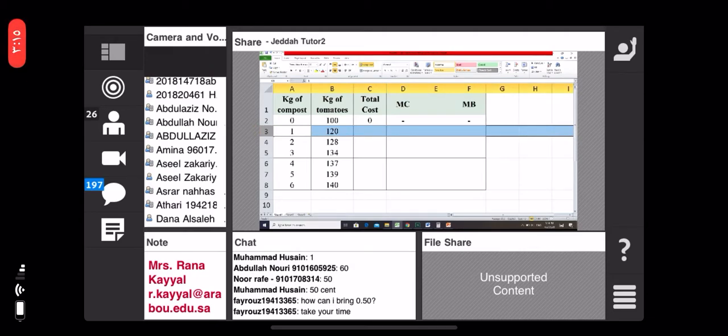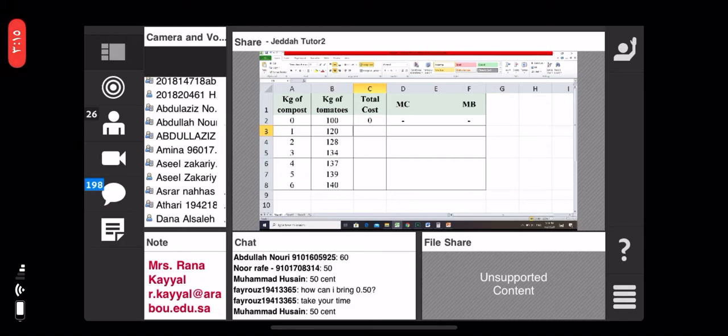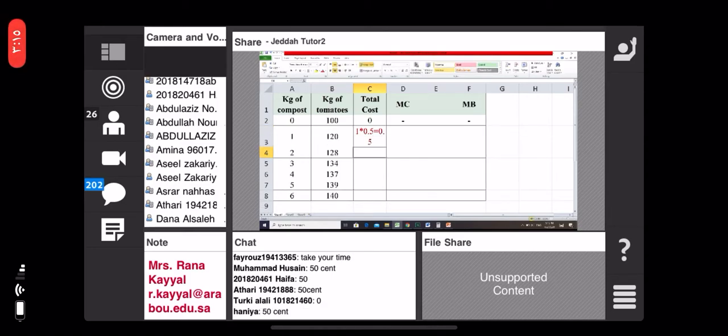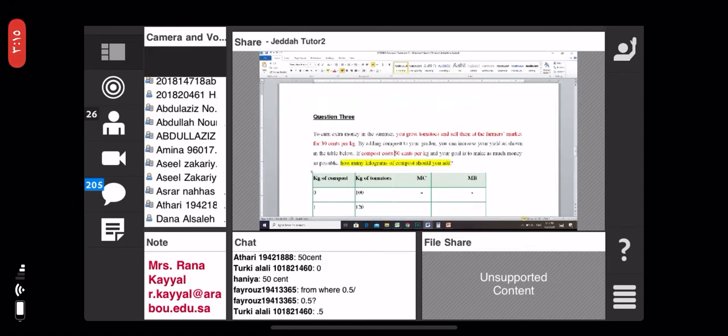At this row, compost is 1 kilo. So how much is the cost? 1 times 0.5, which is 0.5. Why is it 0.5? From the question, it said a kilo of fertilizer costs me 50 cents. You didn't study in US 101 how to convert cents to dollars, like 50 halalas to riyals?